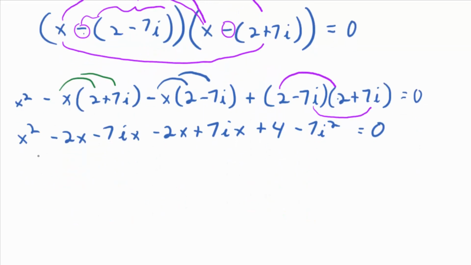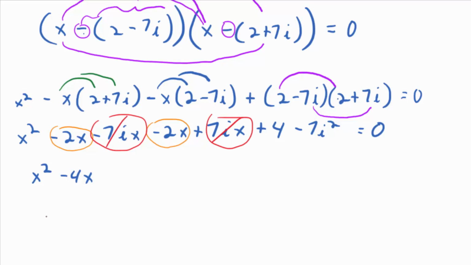So just give me an extra couple of seconds here, and look at what's going to happen. Okay, we have x squared. We have minus 2x and a minus 2x. What do those make? Minus 4x. We have a minus 7ix and a plus 7ix. That makes 0. We have a plus 4 and minus 7i squared. i squared is really what? Negative 1. So minus 7 times negative 1 is really? So plus 7, right? And then what do we get on the end then?